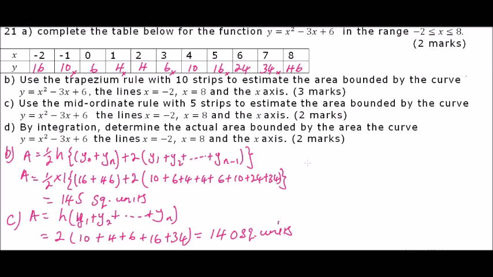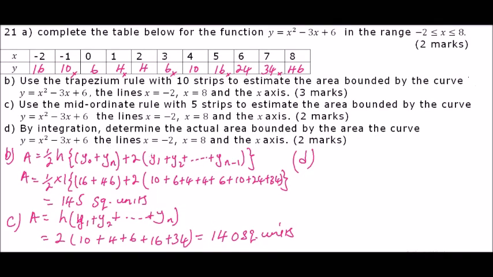So finally we go to D. By integration, determine the actual area bounded by the curve y equals x squared minus 3x plus 6, and the lines x equals minus 2, x equals 8, and the x-axis. So here we are supposed to integrate. The lower limit should be minus 2 and 8. We integrate x squared minus 3x and then plus 6, with respect to dx.